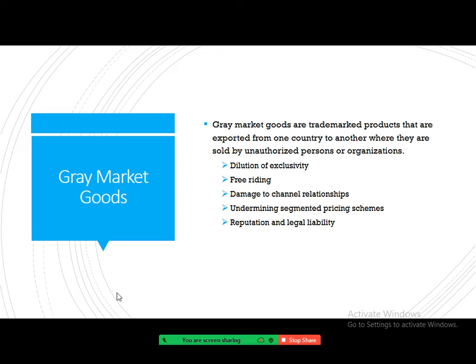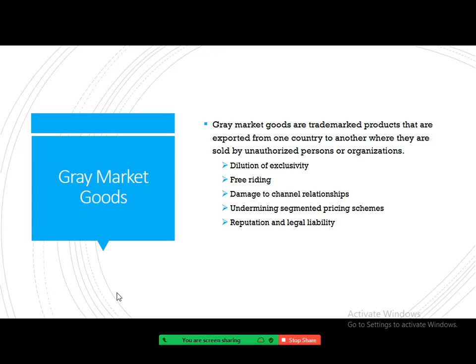So this practice is also known as parallel importing. One example I can take here: in 1997, I heard one of my friends had bought a Nokia handset from a foreign country. So it was said to be purchased from the gray market.